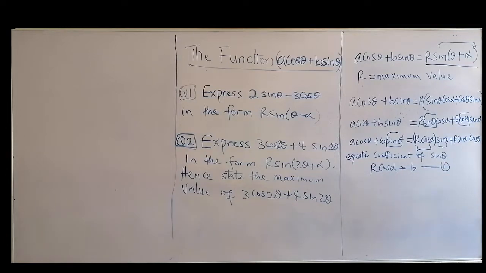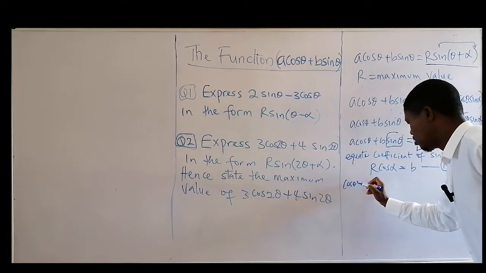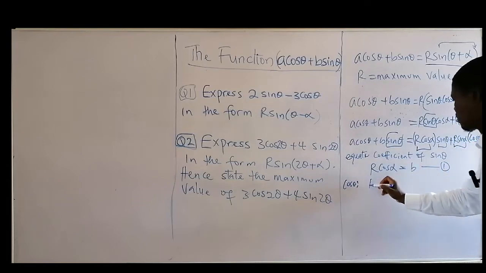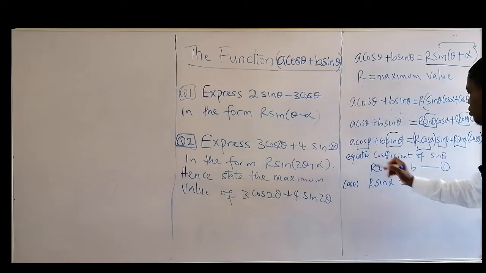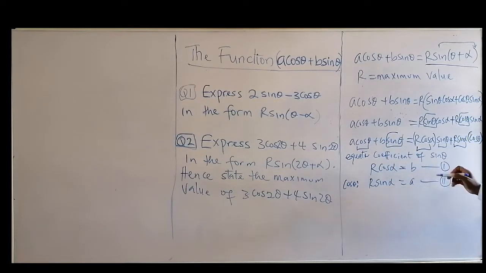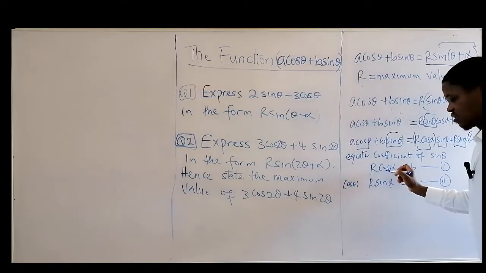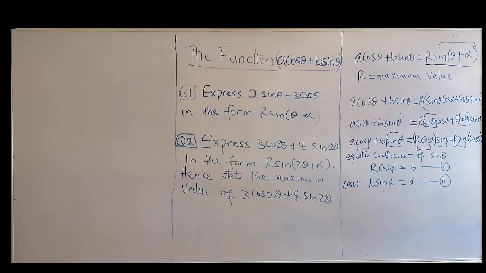Also do likewise for the coefficient of cos θ. Equate the coefficient of cos θ. The attachment to cos θ is r sin α, and that is equal to a, the attachment to cos θ. That's equation 2. And when you are doing it, this angle here must be the same as the angle there. If this is cos θ, the next one automatically will be sine of that angle.